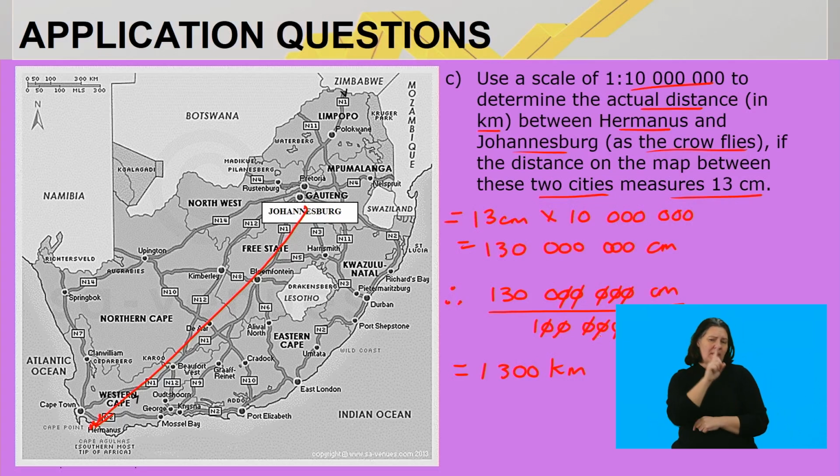Why did I divide by 100,000 centimeters here? Remember, 100,000 centimeters equals 1 kilometer. Guys, I hope that is clear.